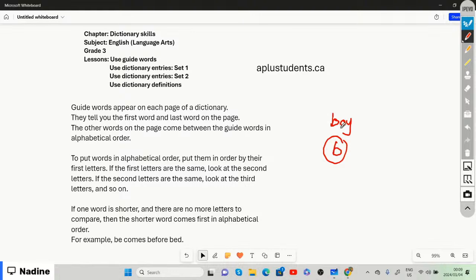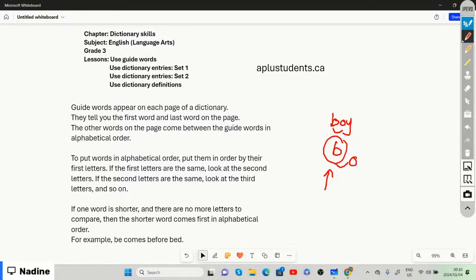If you cannot seem to find the word by just looking at the first letter, then we look at the second letter, which is maybe BO. Then if by the second letter it's still complicated to look for a specific word, then you look at the third letter and so on and so on. That is how you will basically be guided. But all you need to know is that it will be in alphabetical order.